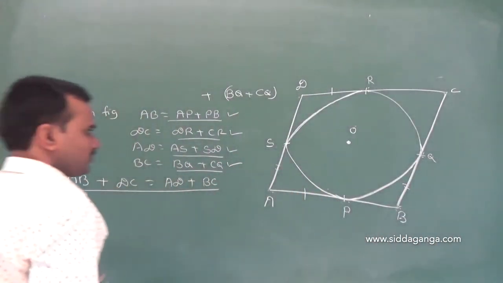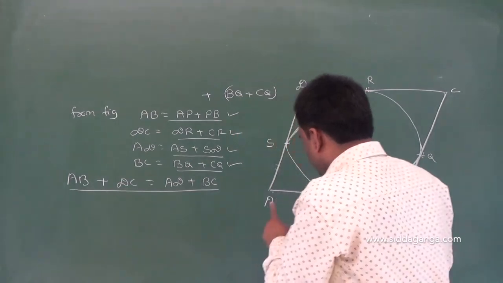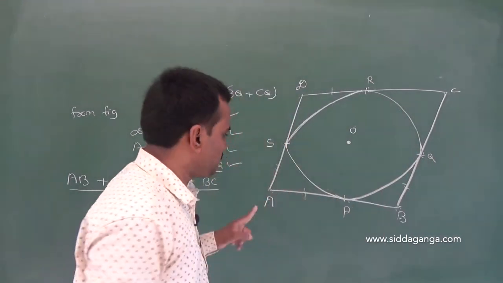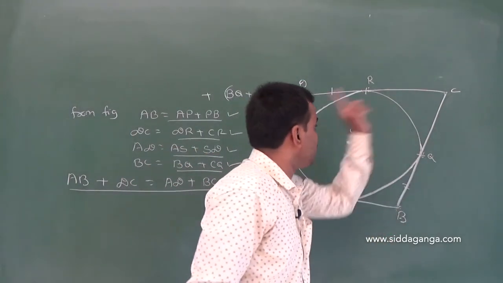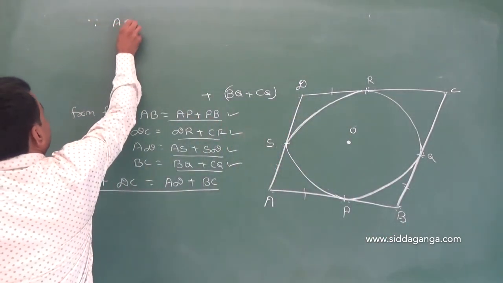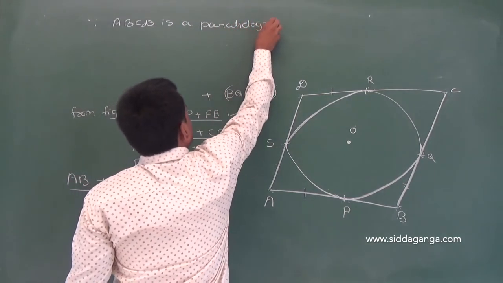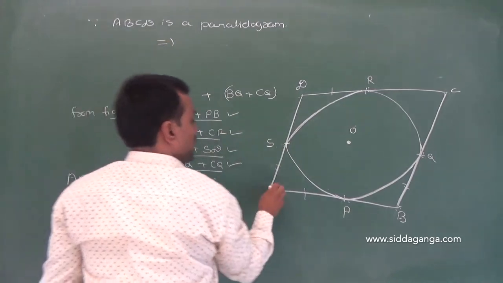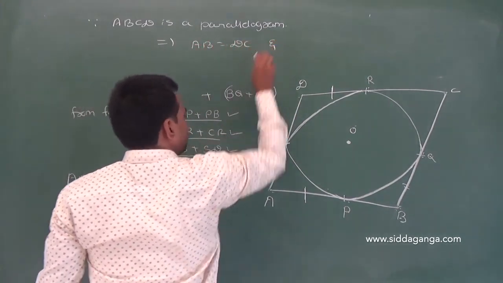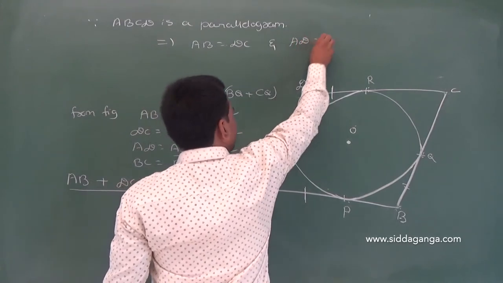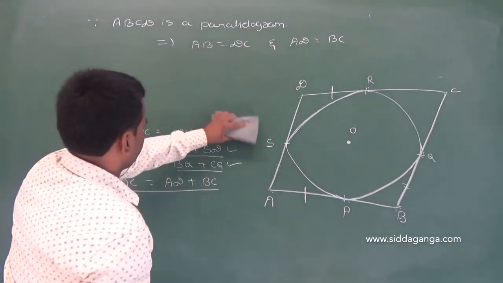So up to this, it is the same as what we discussed in the eighth problem. Observe carefully, in the eighth problem, what he has given: ABCD is a quadrilateral. Here what he has given: ABCD is a parallelogram. Since ABCD is a parallelogram, that implies AB is equal to what? DC. And AD is equal to BC. Okay. Observe the result.